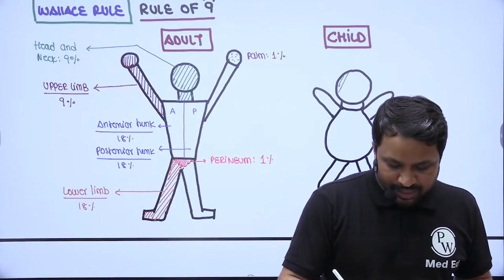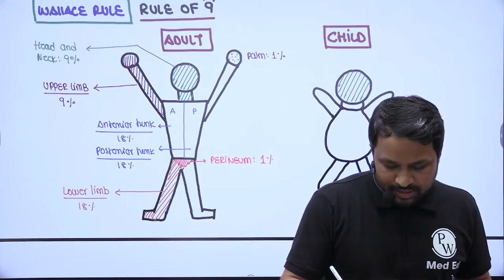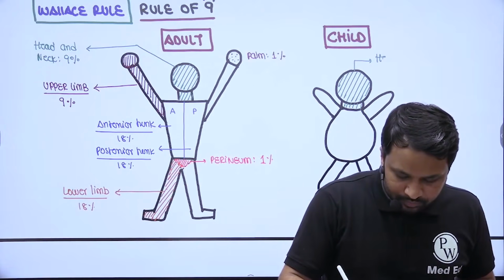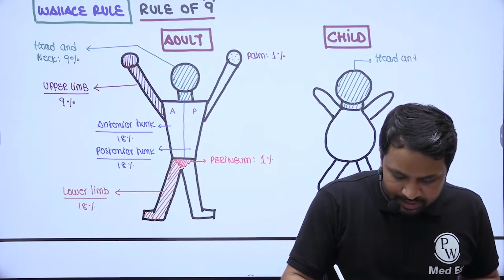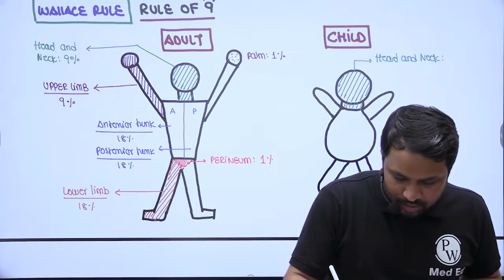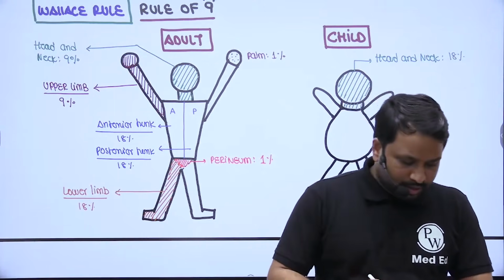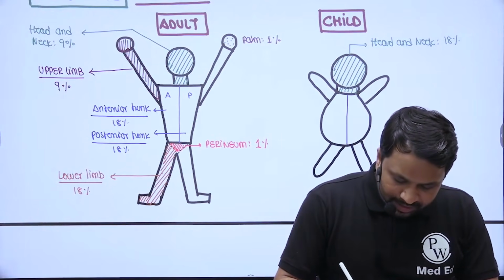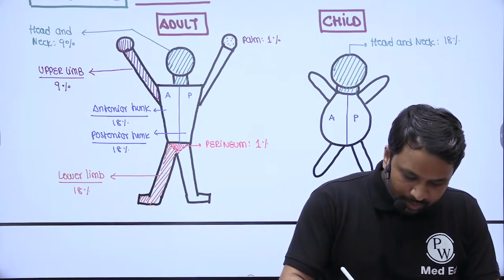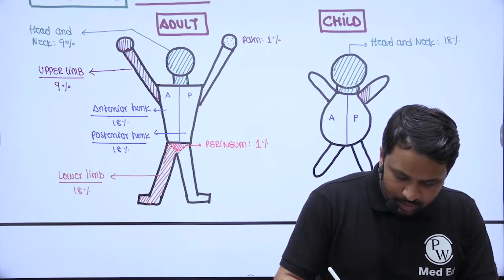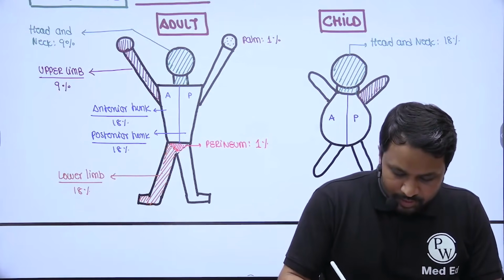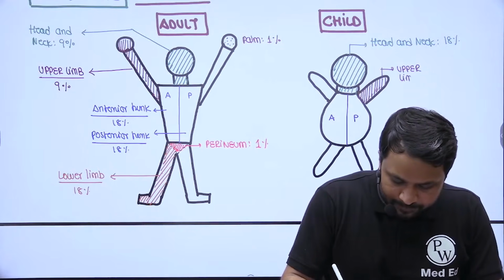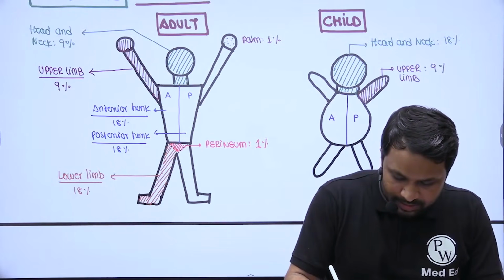The first difference, when you're calculating the percentage of total body surface burnt in a child, the head and neck in a child is going to account for 18%. The trunk remains the same as adult. This is the anterior trunk, this is the posterior trunk. The upper limb also remains the same as adult, that is going to be 9%, right? So when you go with the upper limb, the upper limb is going to be 9%.